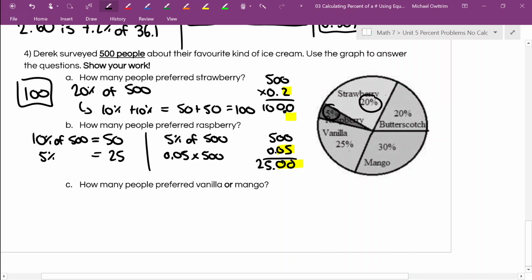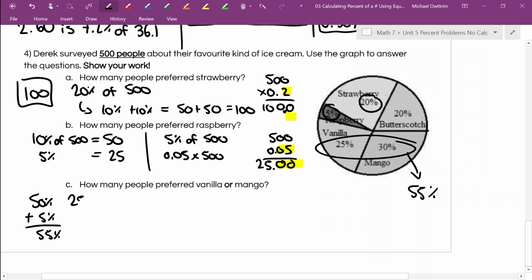Okay, how many people preferred vanilla or mango? Well, if we look at those people, they have a total of 55%. We could do this as 50 plus 5. 50% of 500 plus 5% of 500 makes 55%. 50% is half, or 250, and then 5% we just figured out is 25. So 275 people prefer vanilla or mango.